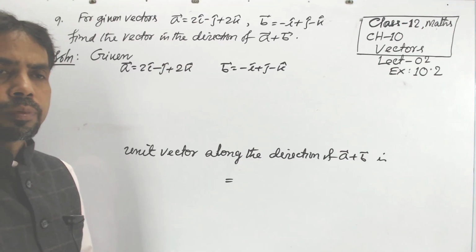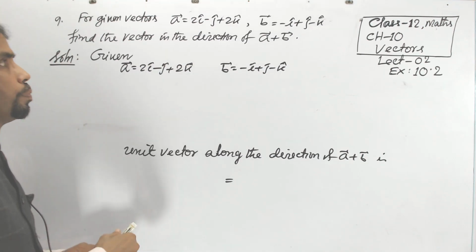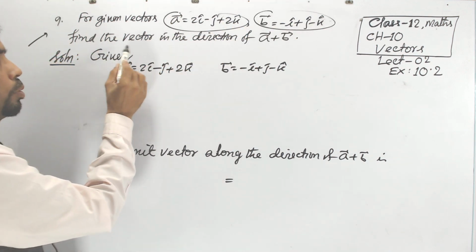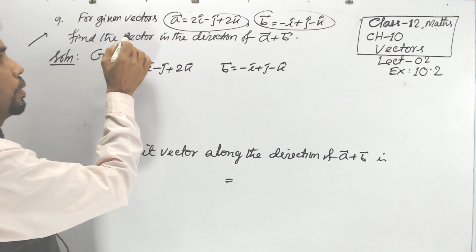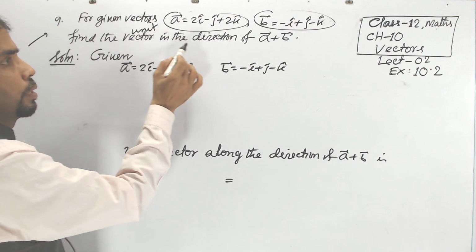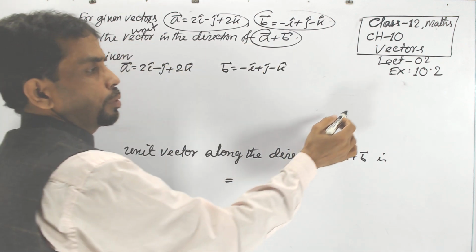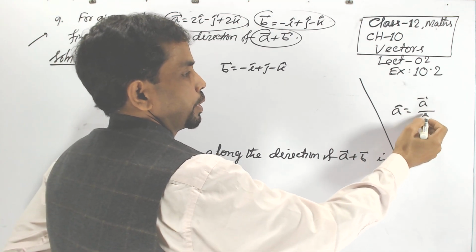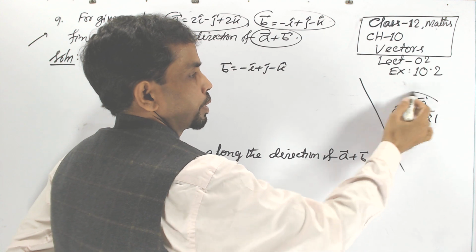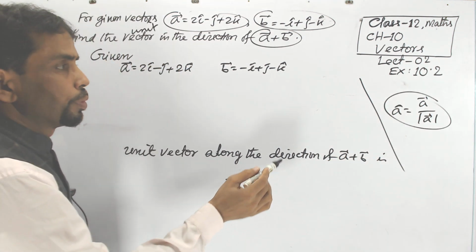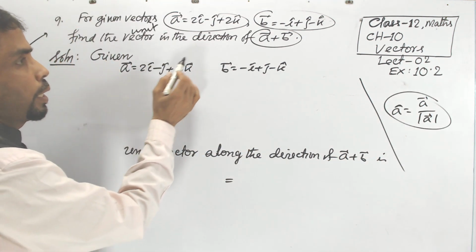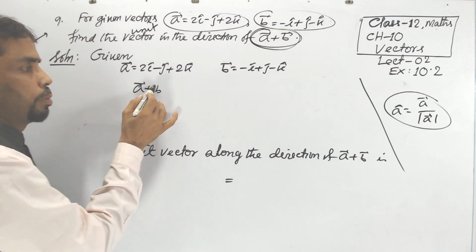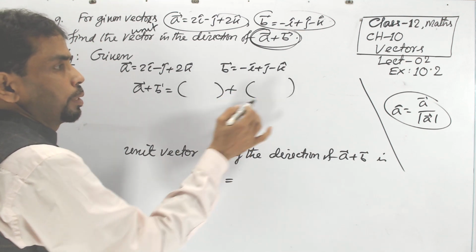Next is question number 9. A is given, B is given, and you are asked to find a unit vector in the direction of A plus B. Whenever we are asked to find a unit vector, it is A cap and is found by vector divided by its magnitude. This is how we find the unit vector. And here the unit vector along A plus B. So A is given, B is given. In the first step, you have to find A plus B. First vector plus second vector.